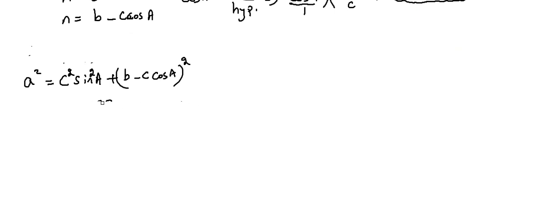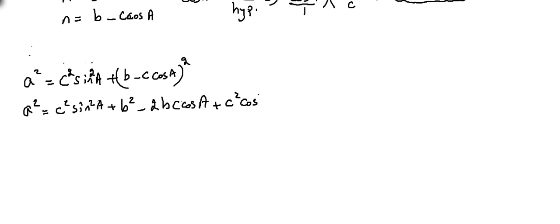All right. Now, what is a squared equal to? a squared is equal to c squared sine squared a plus (b minus c cosine a) squared. It's an identity: square the first, minus 2 times the first times the second, which is c cosine a, plus the square of the second, which is c squared cosine squared a. That's nice. a squared is equal to c squared sine squared a plus c squared cosine squared a, plus b squared minus 2bc cosine a.